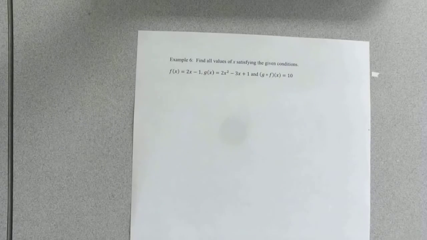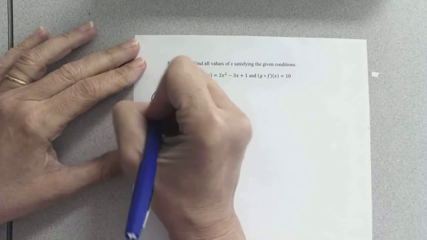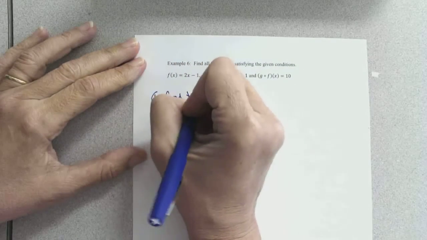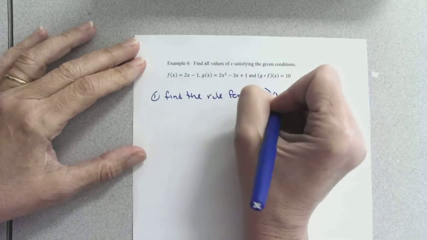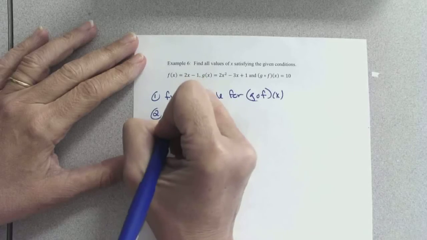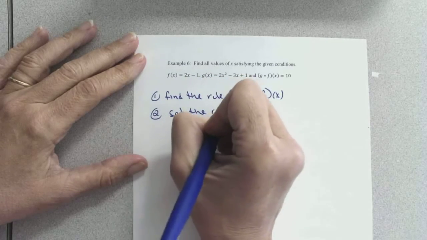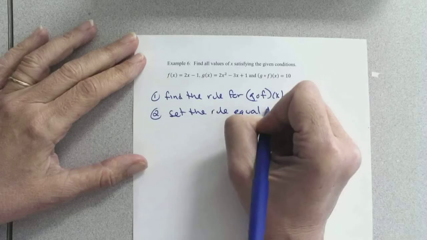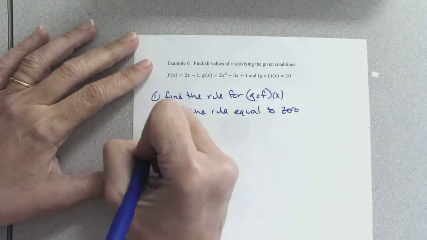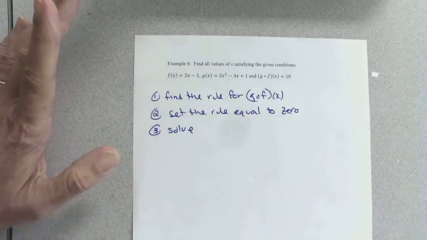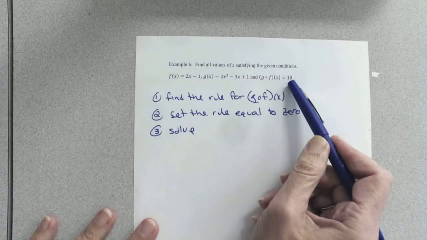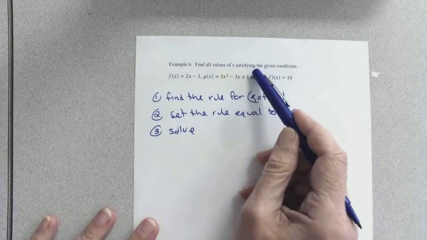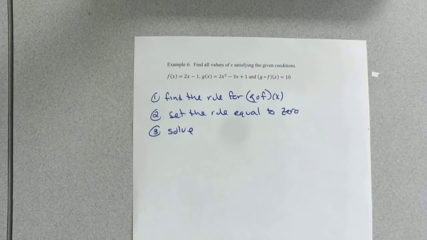And so what this is telling us to do is: 1, find the rule for g of f of x. 2, set the rule equal to 0. And 3, solve. That's what we need to do. They're saying, find this formula, set it equal to 10, and then when it says find all values of x, they're saying solve that equation. So there's what we need to do to solve this problem.